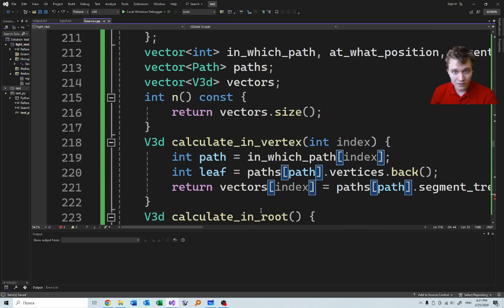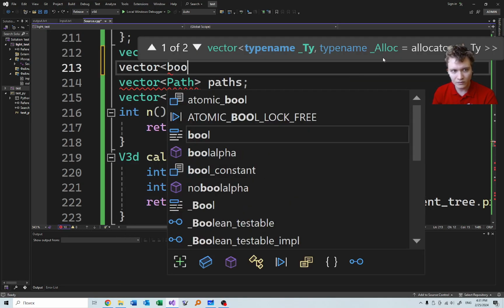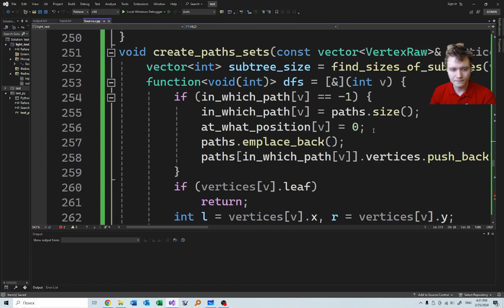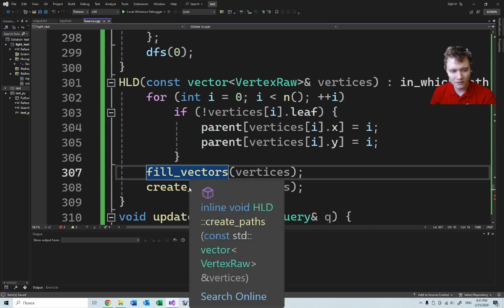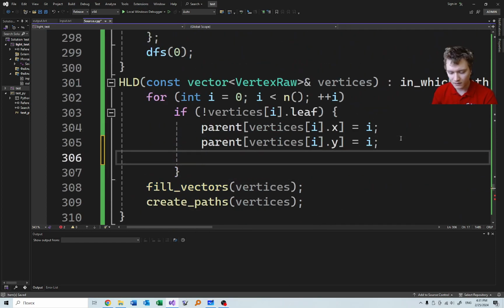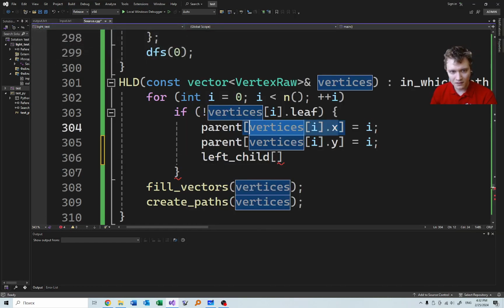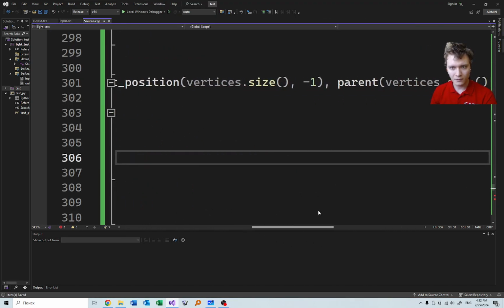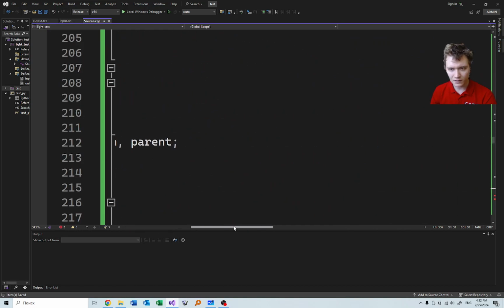We can actually store it here. So let's say that we have a vector bool left child. Yeah. So here, when we do this, we say that left child of this thing is true. And here we need to say that what? So where is left child actually? Left child is right after parent.